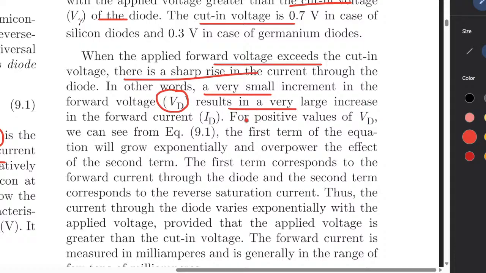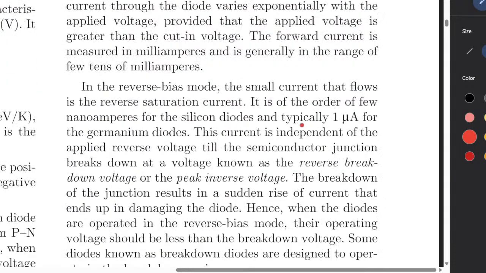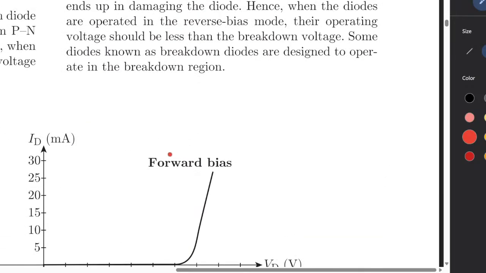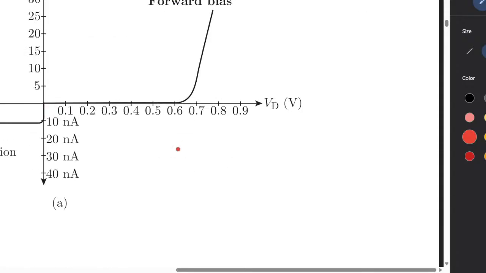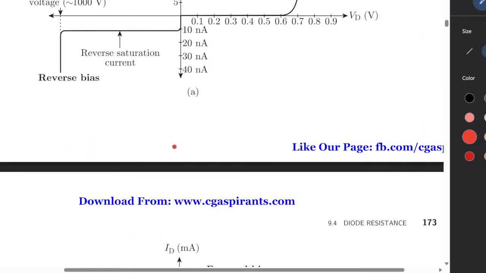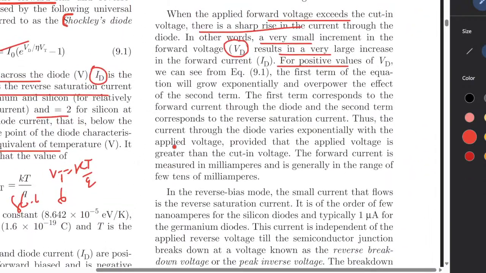So increase for a very positive Vd. In reverse bias condition, a peaky voltage. So we can see that. When we apply the forward voltage and pass the cutoff, there is a sharp rise in current through this one.